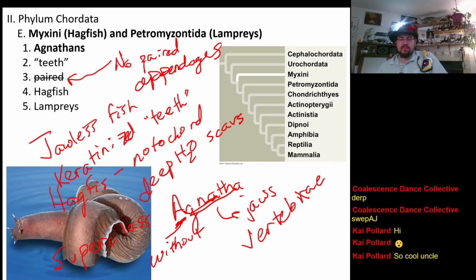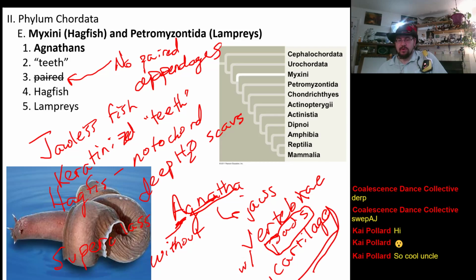So they have vertebra with the pads between, and their vertebra are made of cartilage. So our notochord has been reduced to the pads between vertebra, and we have cartilaginous vertebra. So lampreys belong to a clade that we refer to as vertebrata. And of course, this is a clade. Clade vertebrata.